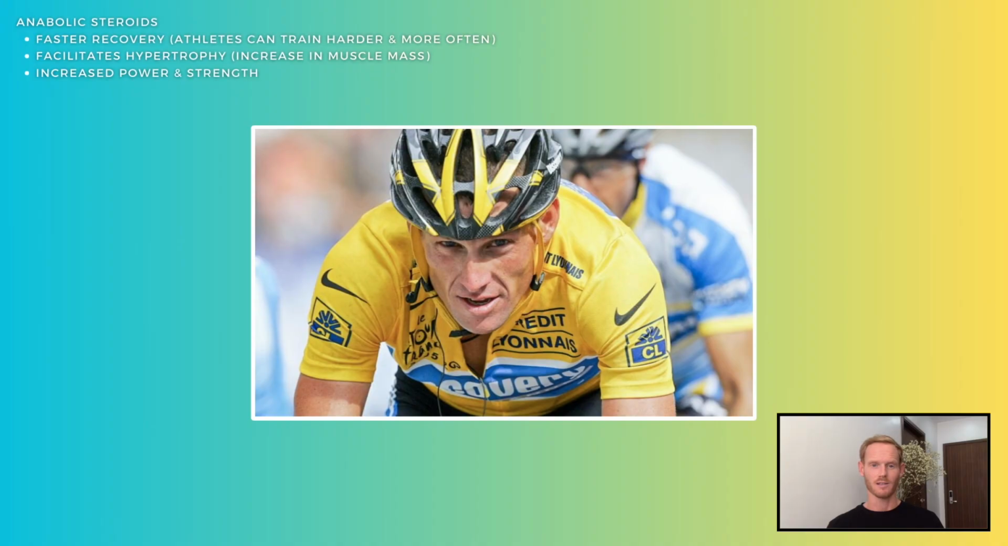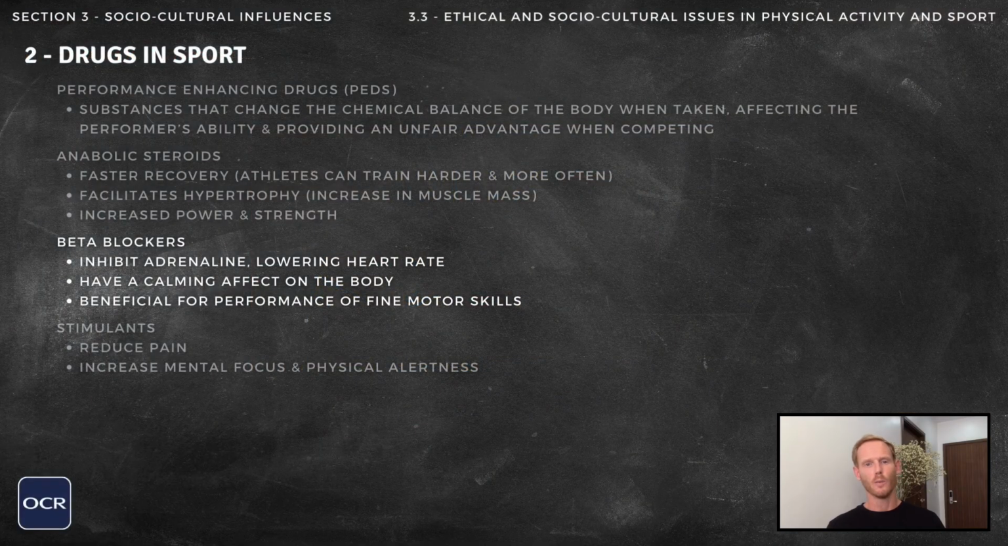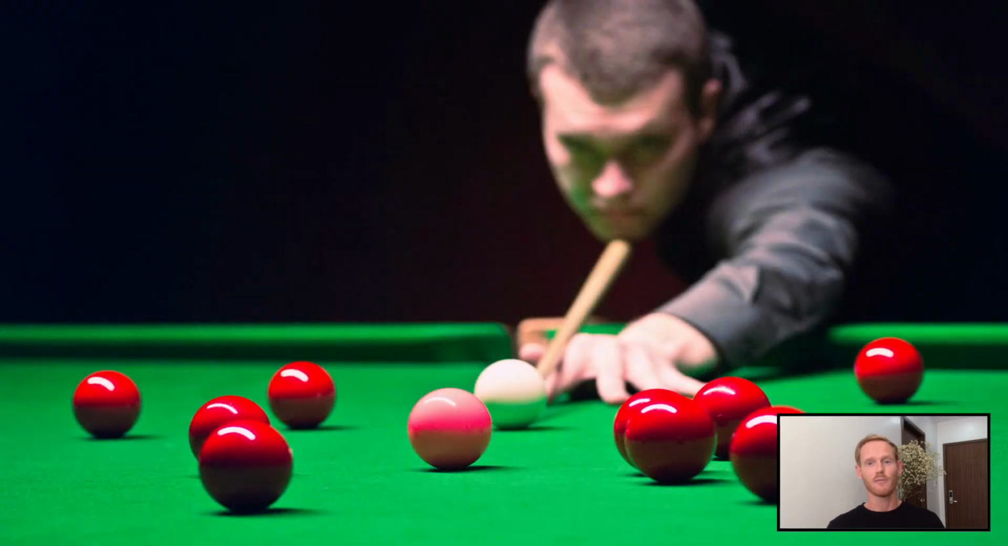the Tour de France. Beta blockers inhibit the hormone adrenaline, which lowers heart rate and has a calming and relaxing effect on the body. Beta blockers are therefore used by athletes like archers, divers and snooker players who rely on accuracy and use fine motor skills.